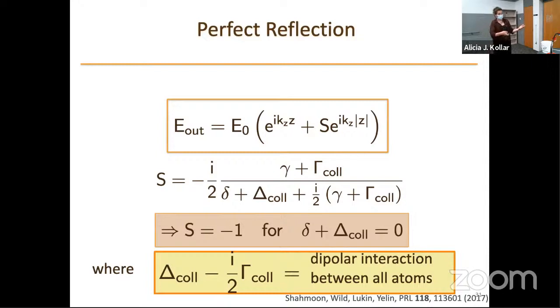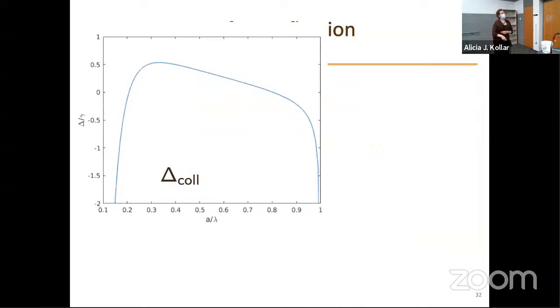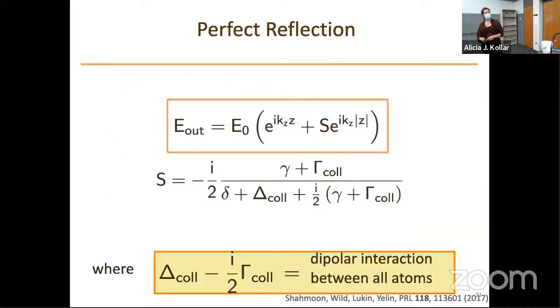Namely, we know what the delta is, the detuning between the resonance and the incoming light. So we just need to figure out what this delta collective is, and this one we can do. And here it's drawn. Oh, sorry. Yes. So very naively, I would expect this to depend on the transverse wave vector.